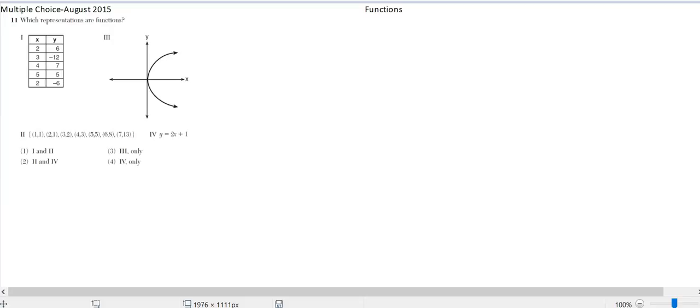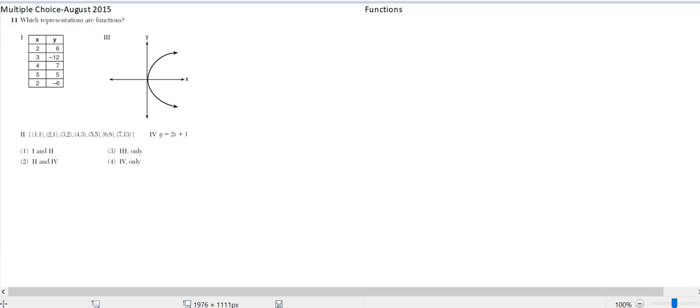This is question number 11 from the August 2015 Algebra 1 Regents. Which representations are functions? And then we have the answer choices 1, 2, 3, and 4. We have to look at the choices in the question, Roman numeral 1, Roman numeral 2, Roman numeral 3, and Roman numeral 4, to see which ones are functions.